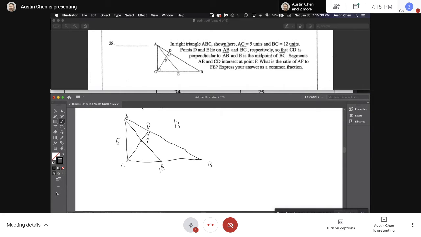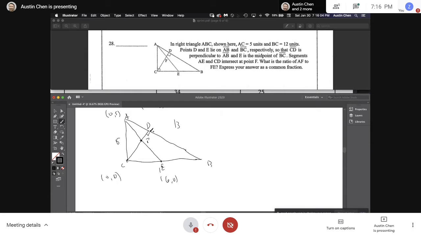Okay, so for coordinate bashing, we just need to find the coordinates of these 4 points. So we can just set C to be the origin, so C is at 0, 0. Okay, and E is just the midpoint of CB, so it's going to be 6, 0. And then A is going to be 0, 5. Okay, and now we need to find D. That's going to take a little bit of work.